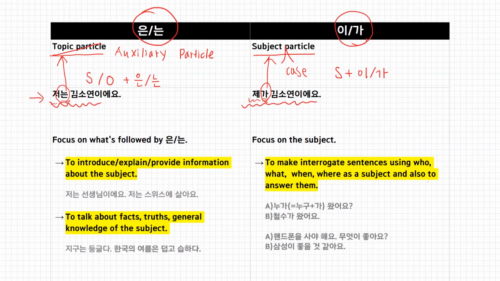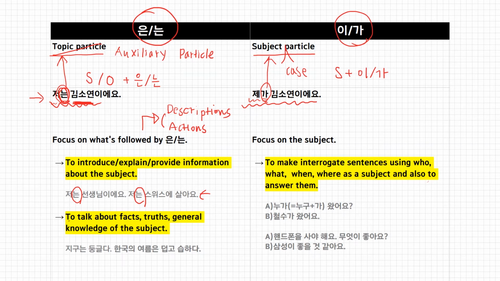Here, by using 은는, what I wanted to say is just my name. Because when 은는 is used, there is focus on what's followed by 은는. Usually, descriptions or actions are followed. That's why 은는 is used to introduce, explain, or provide information about the subject. For example, 저는 선생님이에요. I'm a teacher. 저는 스위스에 살아요. I live in Switzerland. Here, I'm giving you information about myself or introducing myself.